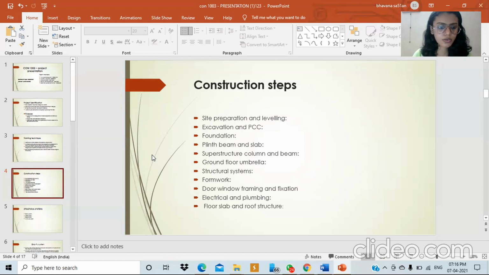Then floor slab and roof structure. The framework is started to construct the slab resting on the column or beam, and over the slab formwork, the slab reinforcement is done according to the slab detail drawing.